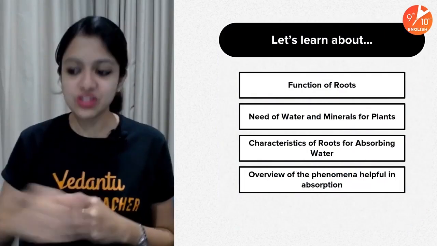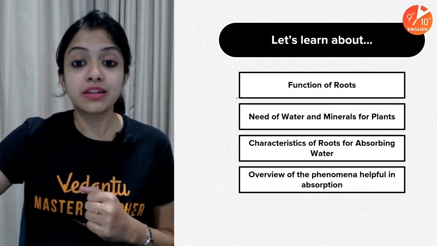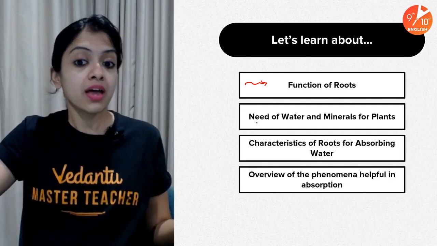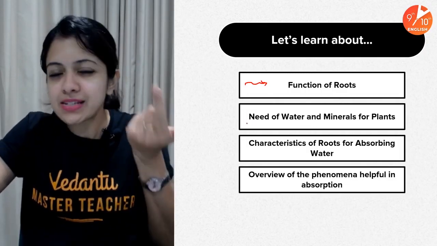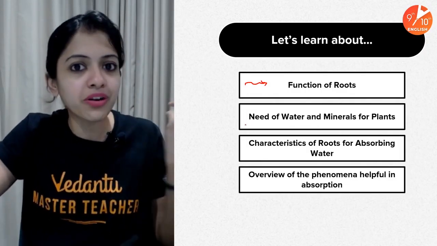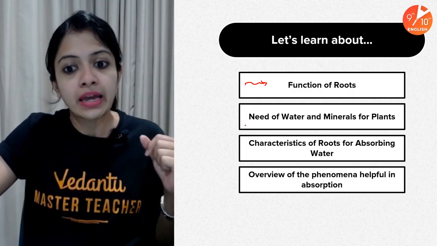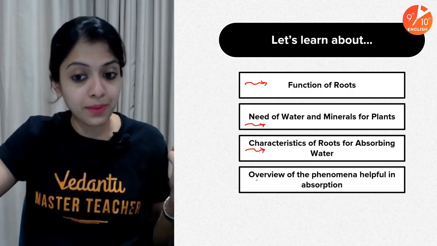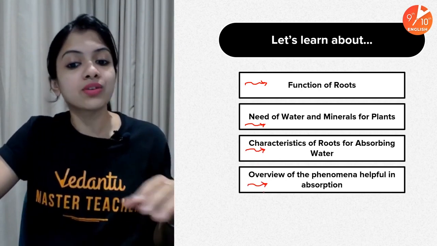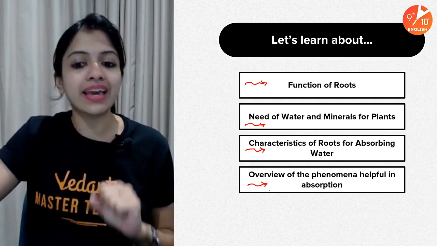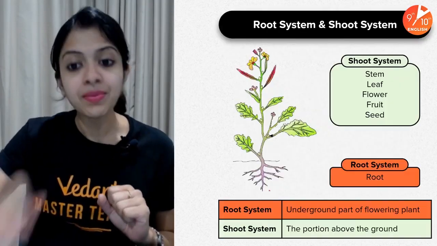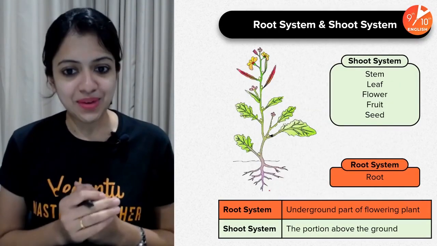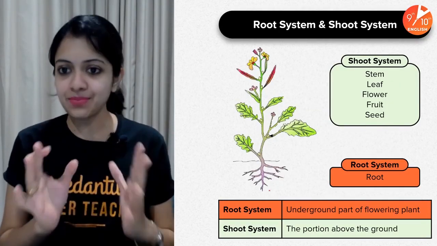And today, let us learn about the functions of roots, roots and all of these simple things that we have perhaps known since our childhood. Need of water and minerals for plants, characteristics of roots for absorbing water, overview of a few phenomena helpful in absorption. All right, getting started with what we call the root system and shoot system.